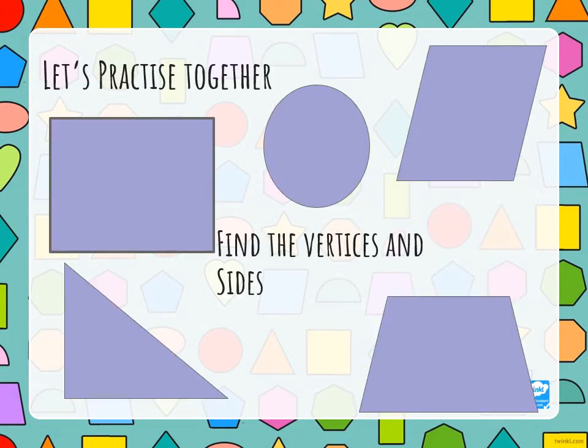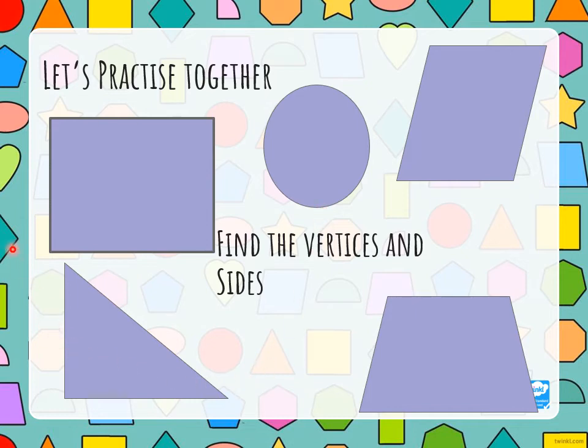Okay, let's practice this one together. Let's take a look at the circle first. So we can see that our circle has no straight sides, but just one curved line, and therefore no vertex or vertices.